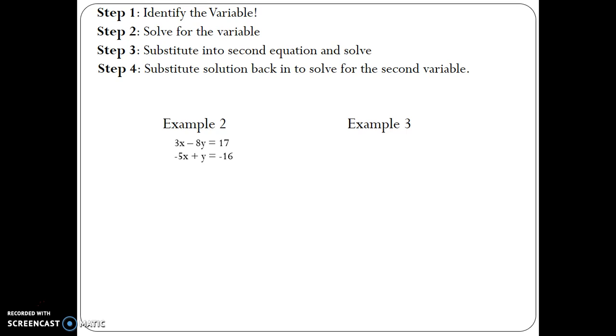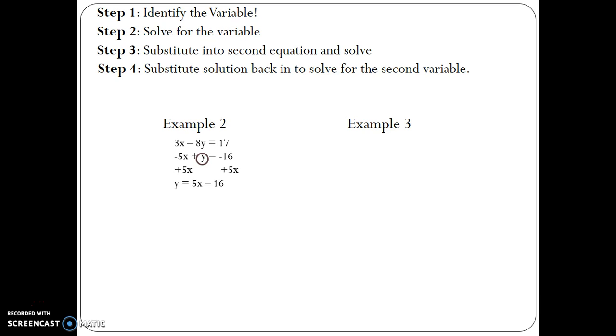Example number 1, we've got 3x minus 8y equals 17, and then negative 5x plus y equals negative 16. So first step, we want to identify the variable. This time we're going to try and use y because y is lonely. It has a coefficient of 1, so we're going to go ahead and solve for y first. So in order to do that in this equation, we're going to add 5x to both sides. So it eliminates it on the left, and we're left with just y. And on the right, we get y equals 5x minus 16.